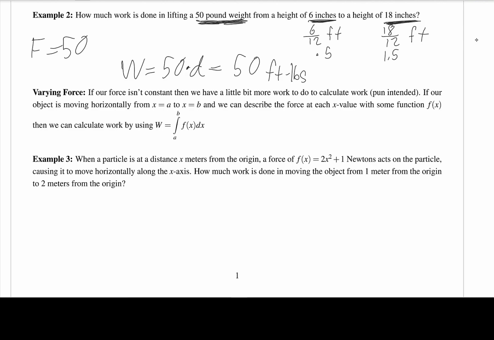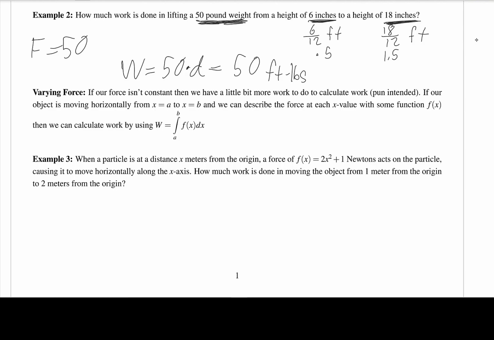Now, these aren't too bad. When we have a constant force, it's pretty straightforward how to calculate the work, right? Find your force, which means if you have a mass, multiply by 9.8. If you don't have a mass, then you have a weight, which means you're already being given the force. And then find your distance. Okay, if our force isn't constant, then we're going to have a little bit more work to do to calculate work. Yes, that pun is intended.